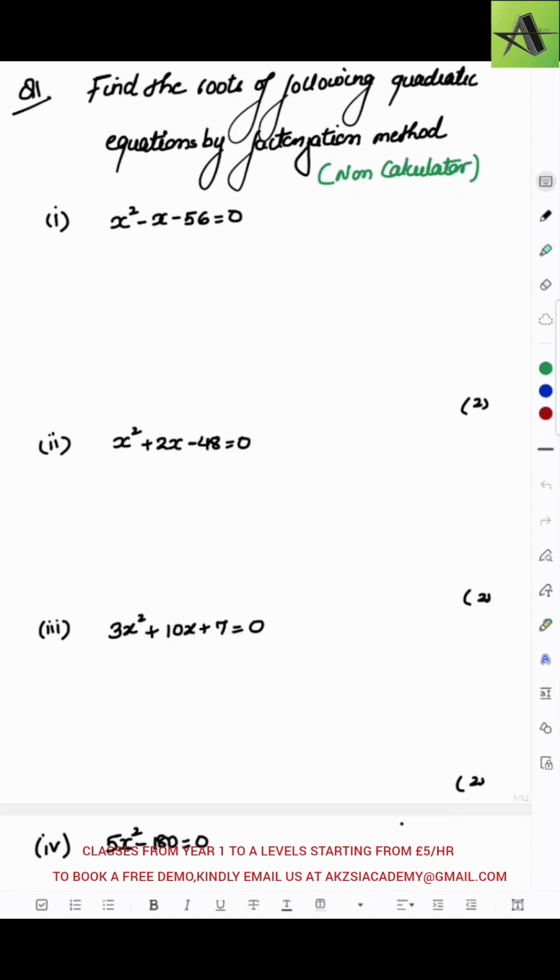Well, here's question number 1. I do have the printed, typed sheet, and that's available on the website. You can avail that. Okay, so let me start with question number 1. Find the roots of the following quadratic equations by factorization method.